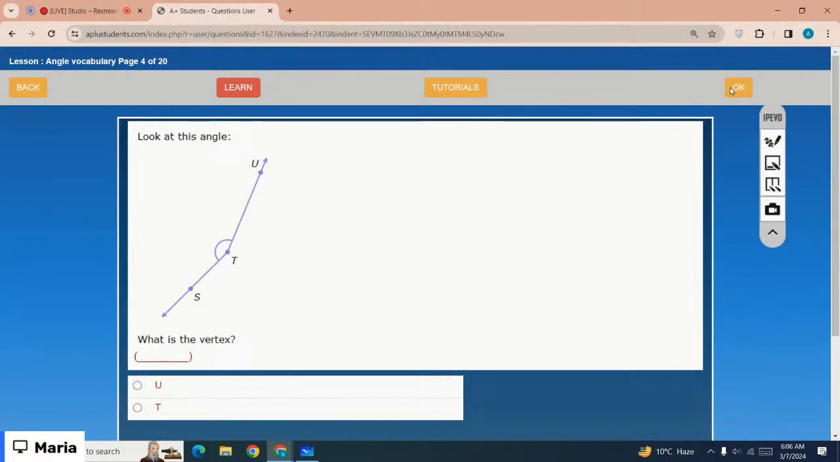Look at this angle. What is the vertex? Yes, the correct option is T. T is the vertex, right? Okay, you can complete the angle lesson by yourself later today. Let me just move on to the next lesson.